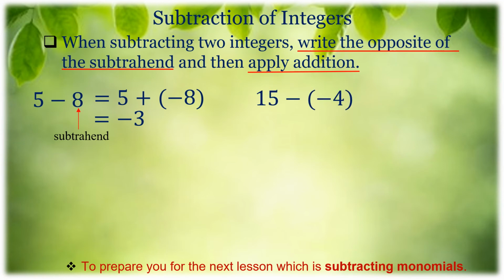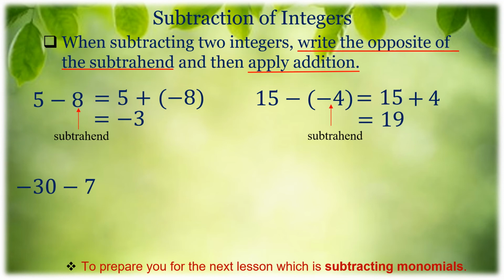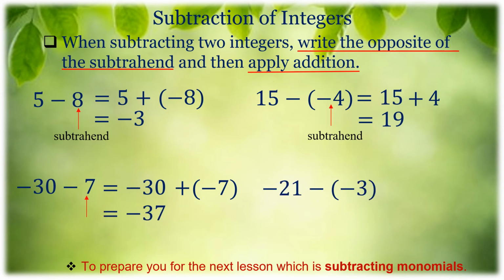Now let us have another one. 15 minus negative 4. So negative 4 is the subtrahend. Then we copy 15 and then take the opposite of negative 4, which is equal to 4. Then 15 plus 4 is equal to 19. Next we have negative 30 minus 7. 7 is the subtrahend. So we are going to copy negative 30 and take the opposite of positive 7, which is equal to negative 7. Then we are going to add. Negative 30 plus negative 7 is equal to what? Correct, it is equal to negative 37.